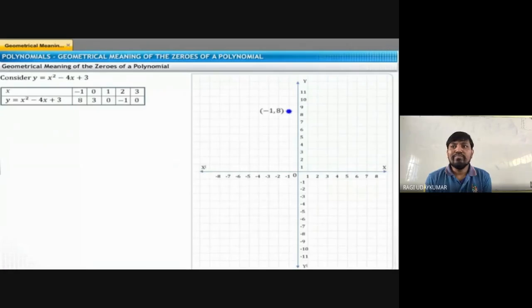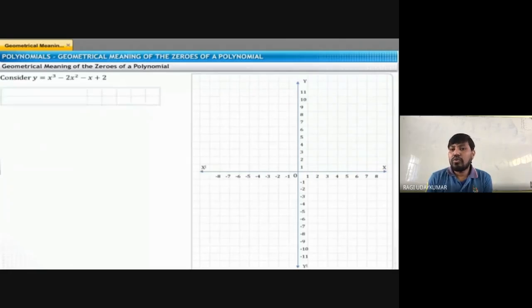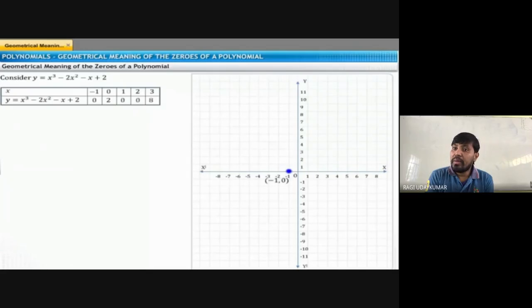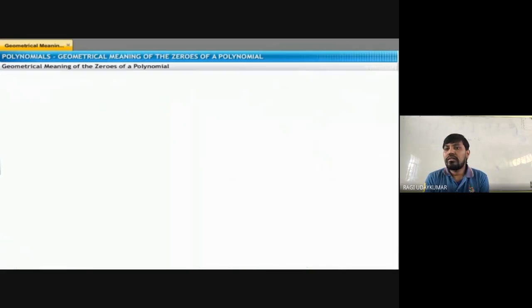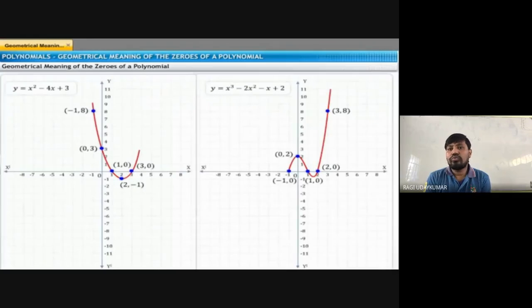It may be a quadratic polynomial or linear. In the linear polynomial case, you are going to get a straight line graph. But for a quadratic polynomial, you are going to get a parabola. For a cubic polynomial, see here, you are going to get another curve, like this curve. So it is touching the x-axis at what points? -1, 1 and 2.